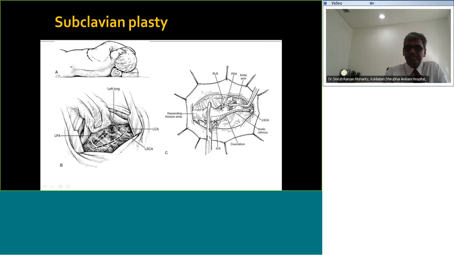So the pleura over that is incised, and then you can see in this particular picture, before the clamps are applied, this is the whole area that has to be incised first. The part of the subclavian artery, the part of the coarcted segment, and the part of the descending aorta. And one has to sacrifice one or two intercostals, as well as tie up the left subclavian artery as far as possible.